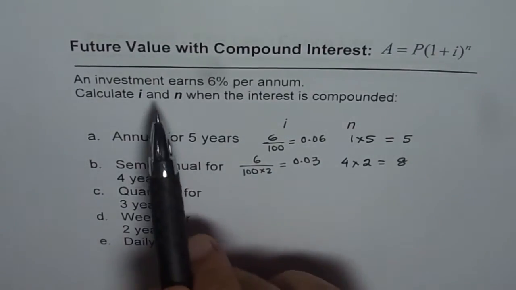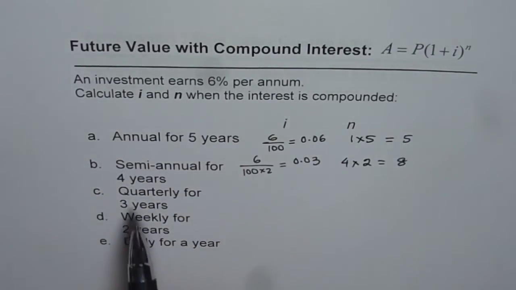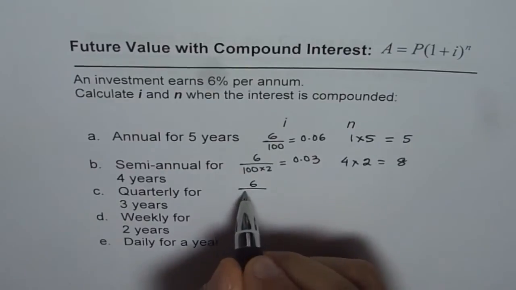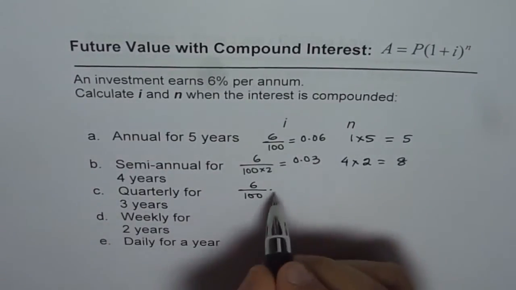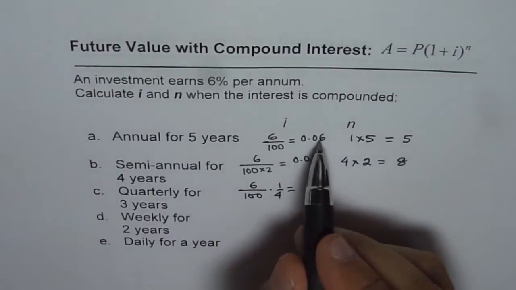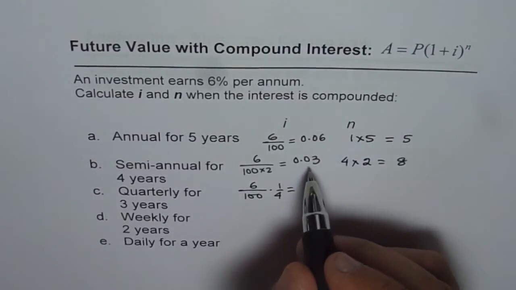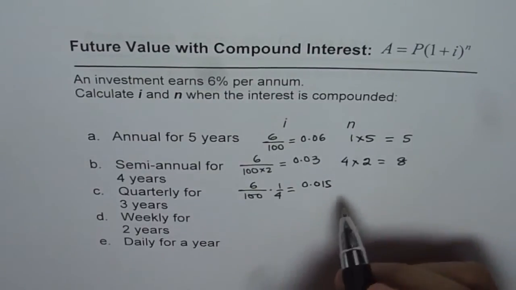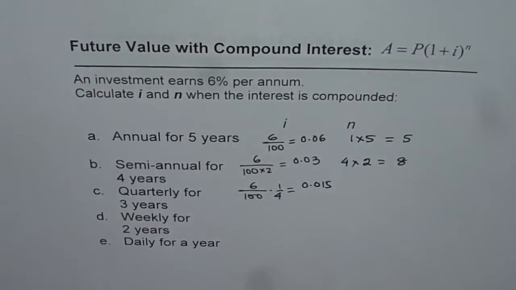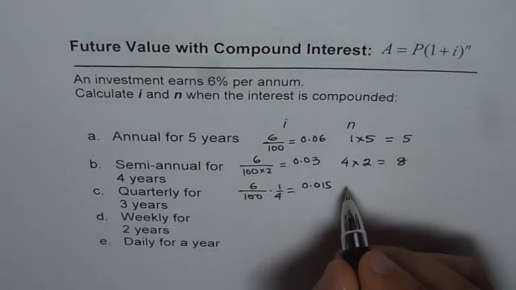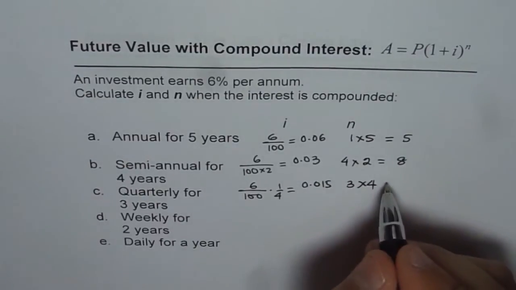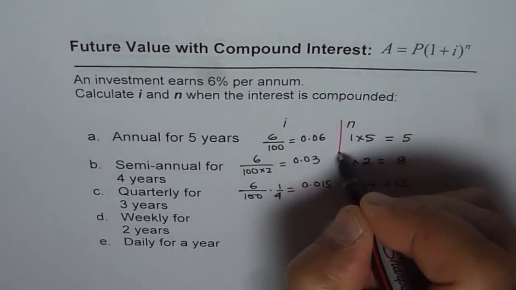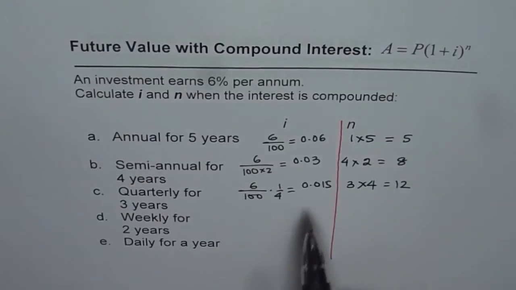Part C is an investment earning 6% per annum, compounded quarterly for 3 years. Quarterly means you have to divide this by 4. 6% per annum, that means 6 over 100. Quarterly means 1/4 of this, right? So you do 1/4 of this, which will be 0.015. Normally you should use a calculator to calculate these values. Quarterly for 3 years means every year 4 times, so the value of n is 12, correct? So that is how we have to calculate the values of I and n, right? I hope that's absolutely clear.